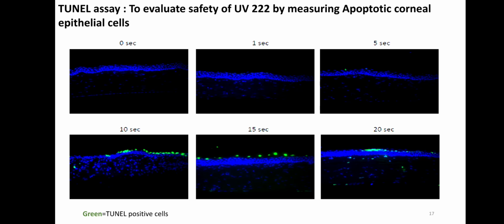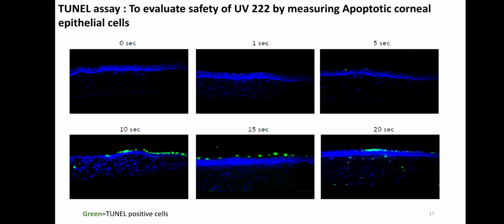This is the second result, a TUNEL assay to evaluate the safety of UV 222 nanometer by measuring apoptotic corneal epithelial cells. We exposed UV light to the corneal epithelial cells of the rats at different time points: 0 second, 1 second, 5 second, 10 second, 15 seconds and 20 seconds. Here we see that up to 5 seconds there is no TUNEL positive cell signal, so up to 5 seconds it is safe.